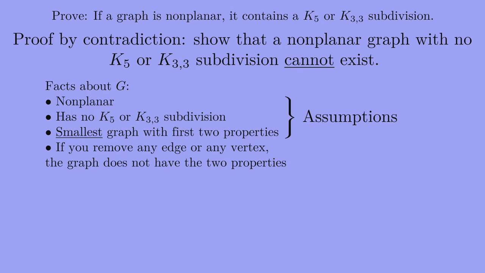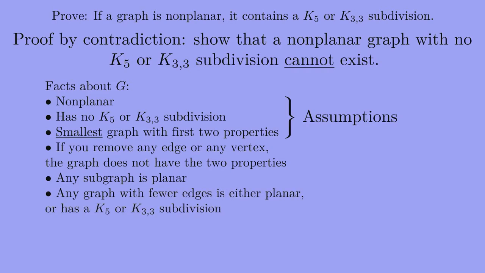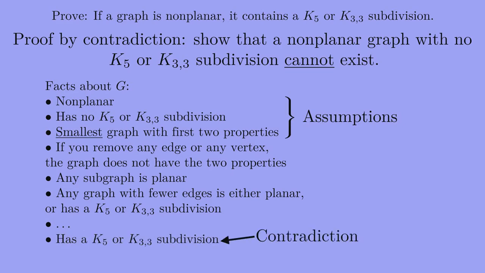The second option doesn't make any sense, because how could a subgraph have a K5 or a K33 without the whole graph having one? So we're looking for a graph that is non-planar, has no K5 or K33, and where all of its subgraphs are planar. And we can call that graph G. In fact, we can choose G such that any graph that has fewer edges, not necessarily a subgraph, is either planar or has a K5 or K33. The contradiction could come by showing that the graph actually does have a K5 or K33.